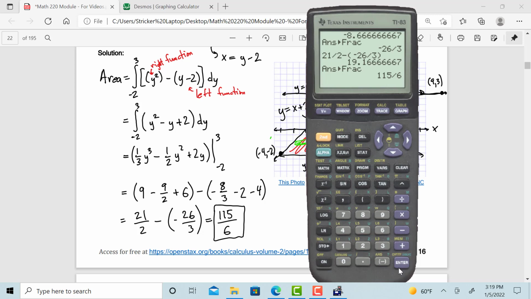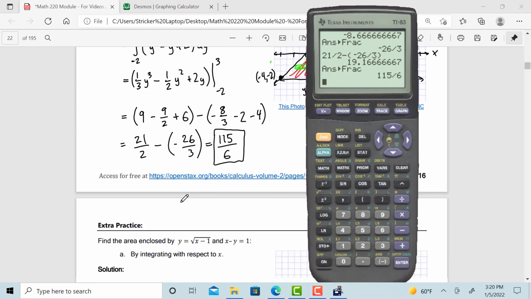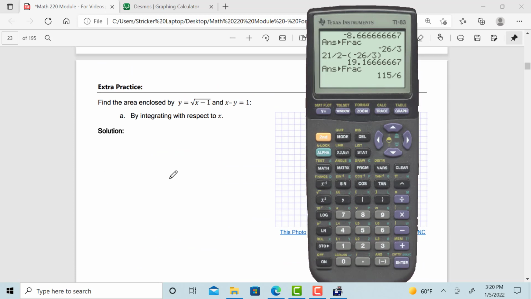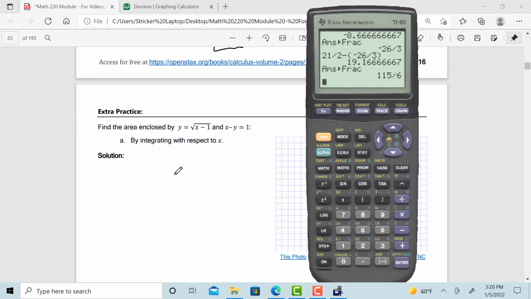And that'll do it. So I don't have anything else for this video. You should be good enough to go ahead and start the homework. I will post the solutions for this extra practice problem so you can see one more problem worked out, and let me know if you have any questions. Thank you.